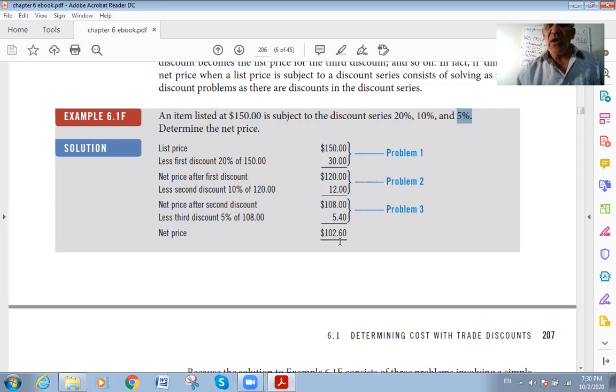So what is the list price of a stage? The net price of a stage is considered the list price of the next stage. Then you multiply by the discount of this stage, until you reach the end, because the third discount is 5% of the 108 of the third stage, not of the 150. So it will give you $108.6.